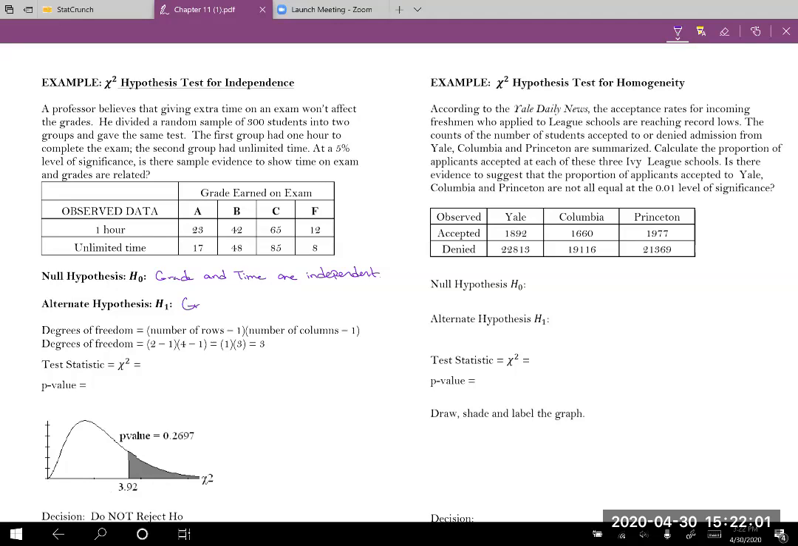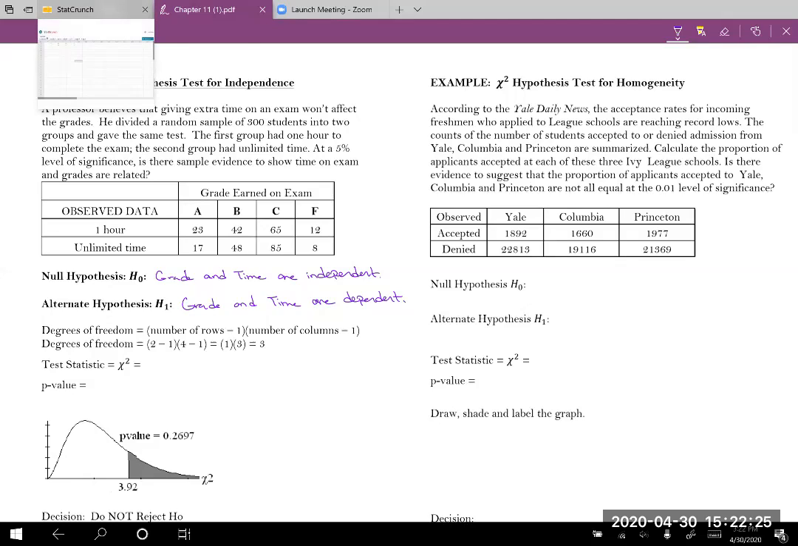In the alternate, we say that grade and time are dependent, or not independent. So degrees of freedom is the number of rows minus 1 times the number of columns minus 1. So 2 minus 1 times 4 minus 1 gives us 3. And then, to do the next part, we're going to have to use StatCrunch.